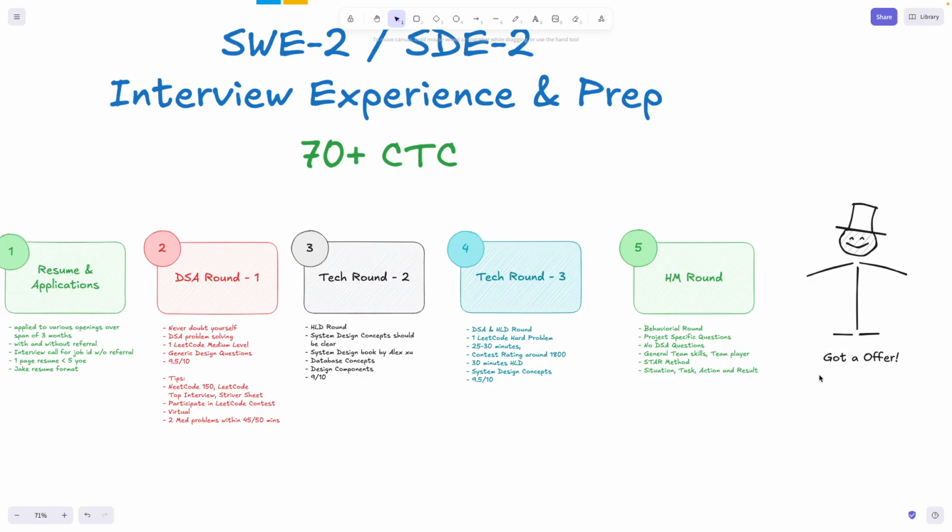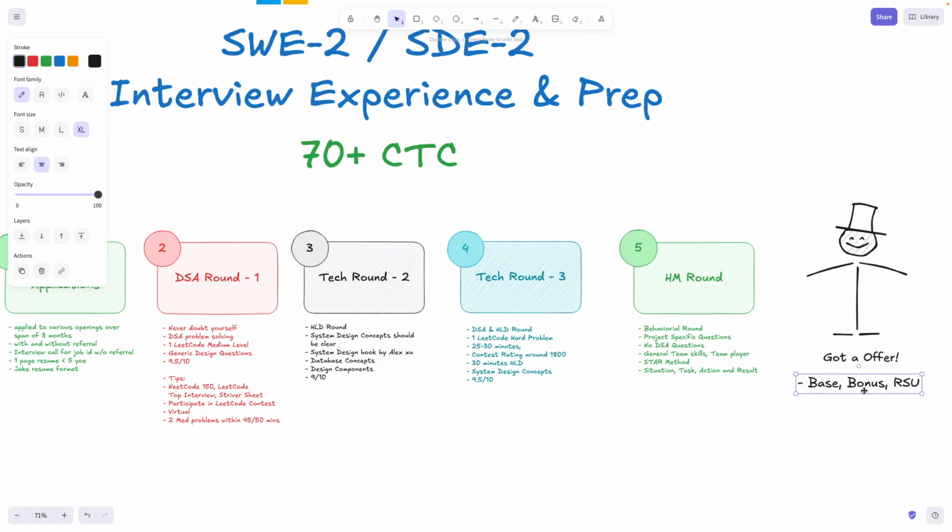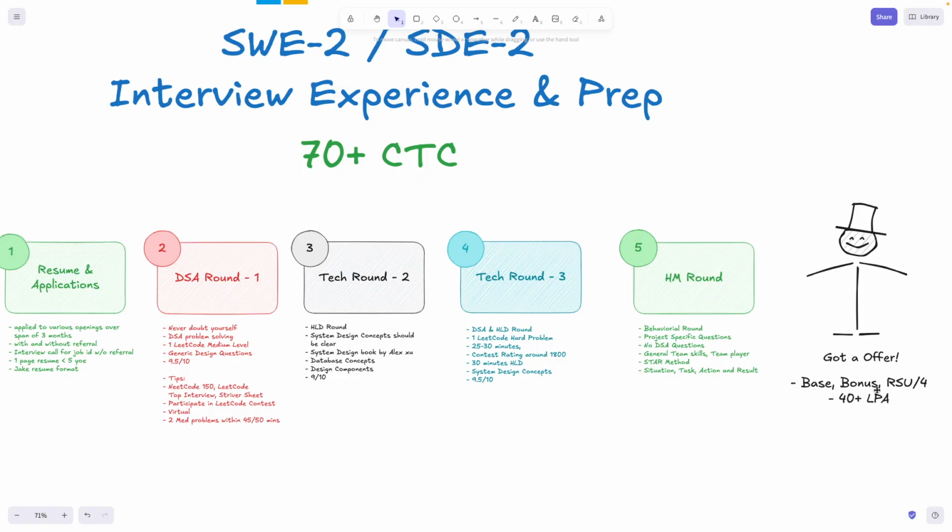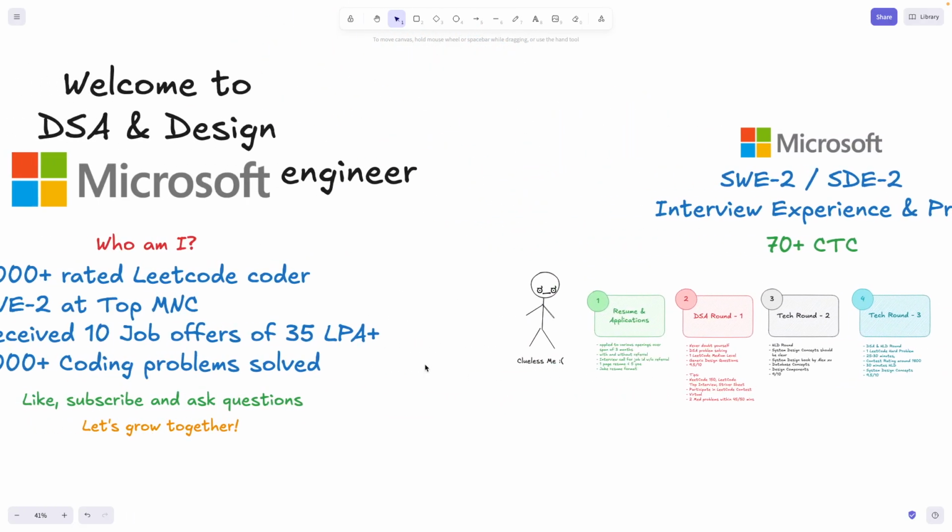So always the offers, depending on which company you have, contain base, your bonus, and your RSUs, right? And RSUs are split over 4 years. So if we have to think of it in yearly terms, it was more than 40 plus LPA, right? That's like the yearly component of all this. Just like other job offers, this was on the higher side, right?